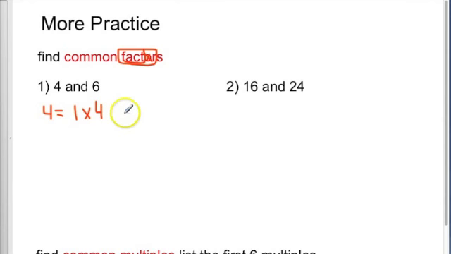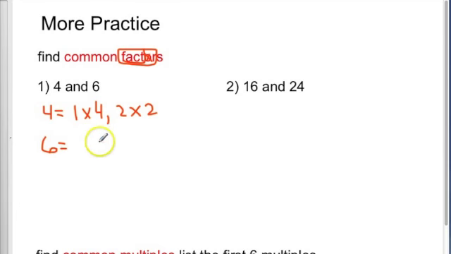And let me think about 2. 2 is 2 times something 4? Yes, 2 times 2 is 4. That is a fact, and I can prove it. So when I'm looking for factors, I'm trying to find what are the factors or what are the facts of 4. And I need to do the same thing with 6.